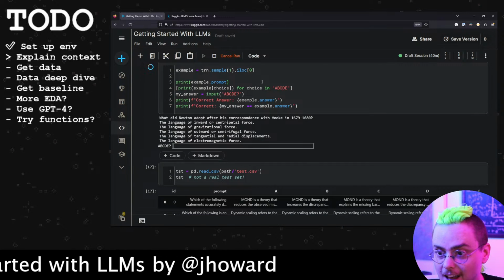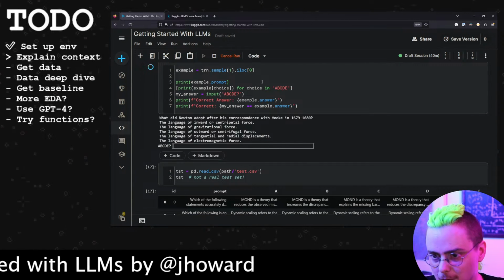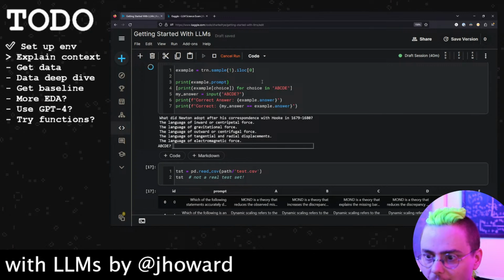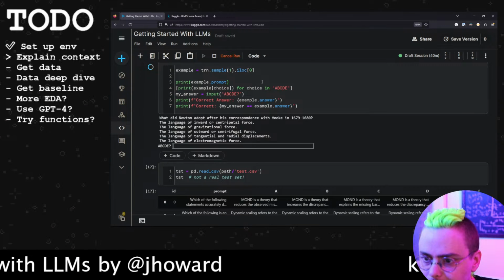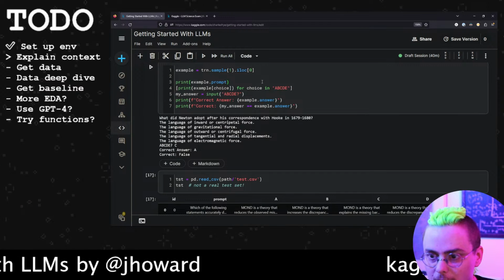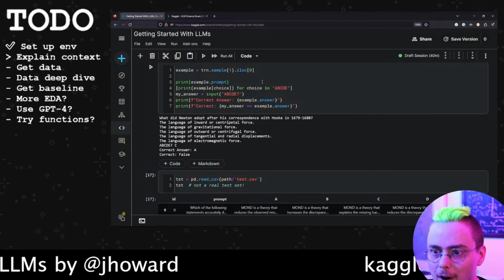I'm mostly guessing here, but I would say that it's probably inward or centripetal force, or outward or centrifugal force. I would have to guess. So let's just try one of them. Okay, so the correct answer was A. So in my top 3 answers, I guess I did have the right one.